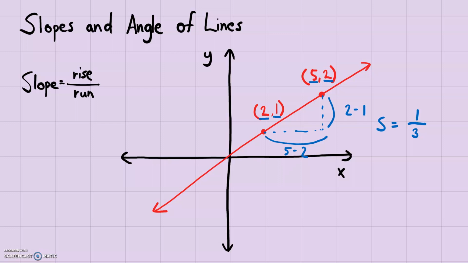And this means that every time it goes up 1, it's rise over run, every time it goes up 1, it goes 3 places to the right. Okay, that's what the slope of 1/3 means. Okay, this is not too hard. I'm hoping this is all review.